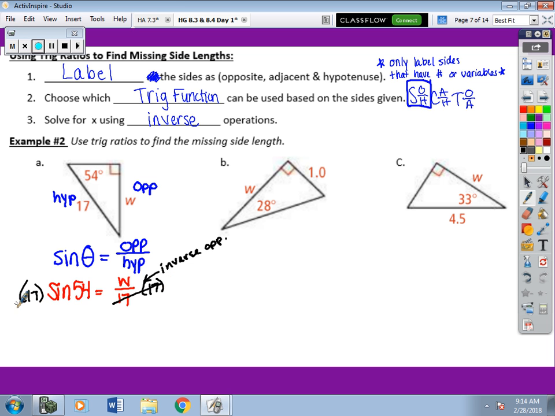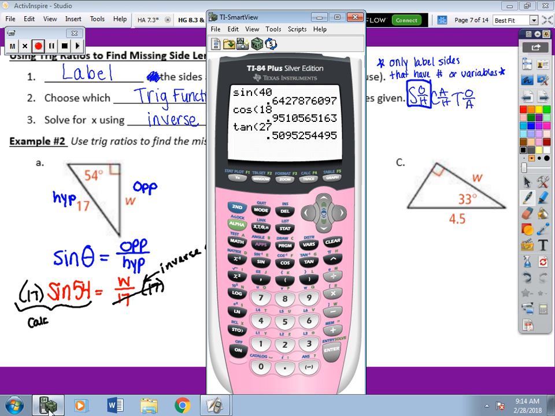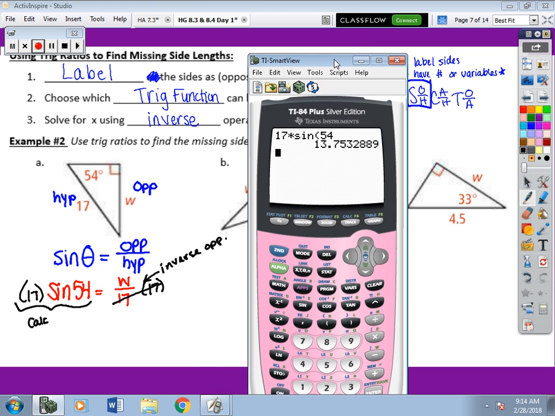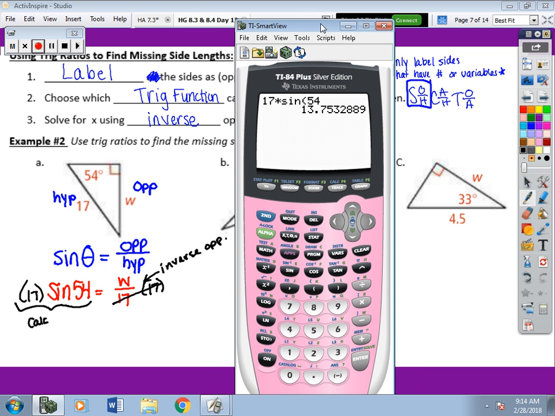Now, this goes into your calculator. You do not want to do one part, round it, and then multiply by 17. You want to type the whole thing into your calculator. So, 17 times sine 54. Then hit enter. Do not round the sine of 54 and then multiply it, because you will get a rounded answer then. So I get 13.75, and what are my directions here? They don't tell me. Let's do nearest tenth again, just like we did the last one, so this would be 13.8.